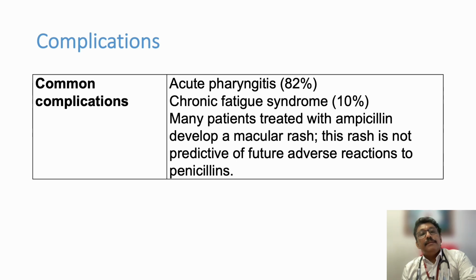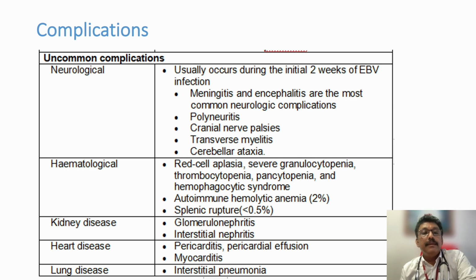Complications: normally these patients have acute pharyngitis, chronic fatigue syndrome, and many patients develop rashes on ampicillin or amoxicillin. Rare complications: many patients can have polyneuropathy, cranial nerve paralysis, transverse myelitis, meningitis, encephalitis. Hemoglobin percentage can come down, severe anemia, granulocytopenia, thrombocytopenia. Thrombocytopenia is seen in almost all types of viral fevers. Here also thrombocytopenia will be a dominant feature.